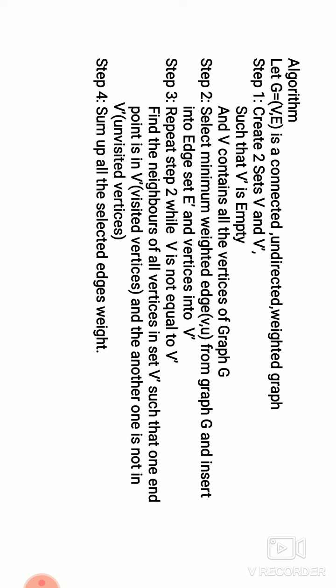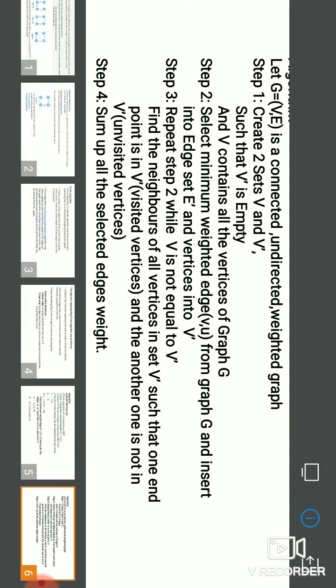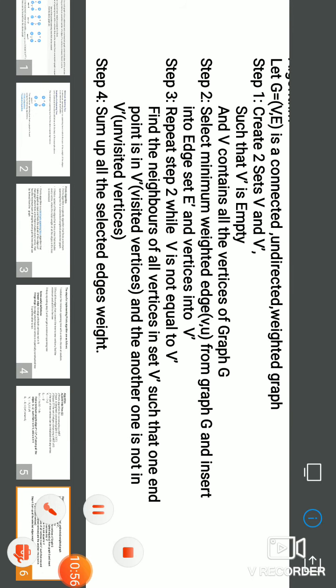In the first step, we create two sets of vertices V and V dash, where V dash is an empty set, that is a set of vertices which are present in the spanning tree. Initially, we have no spanning tree, we are yet to find it. So the set of vertices in the tree is empty, that is V dash is empty, and V contains all the vertices that are in graph G.